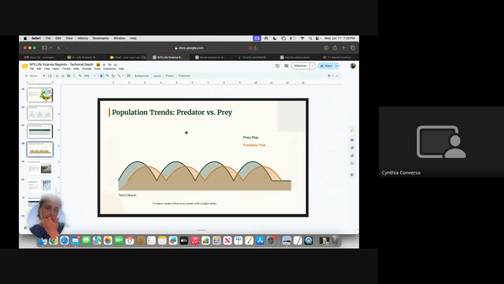So population trends. When it talks about predator and prey, we went into this a lot more during the class, obviously, but it's something that may come up. So here we just have this very general graph of the prey population and the predator population over time, right? What is being shown here is that the predator peaks follow prey peaks with a slight delay, right? So if you have an increase in prey, which is going to be the food of the predator, you're going to have a following increase in the predator, right? If you have an increase in the predator, you're going to have a decrease in the prey, right? So it goes through these cycles.